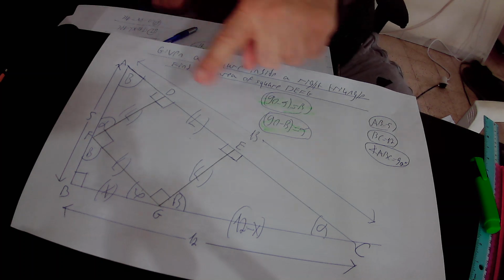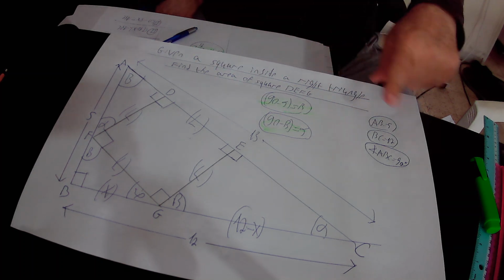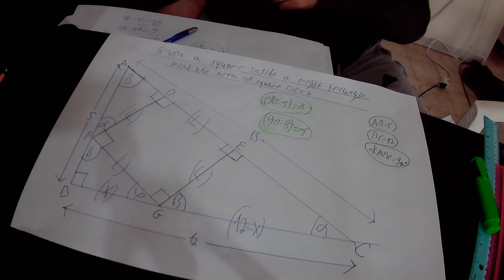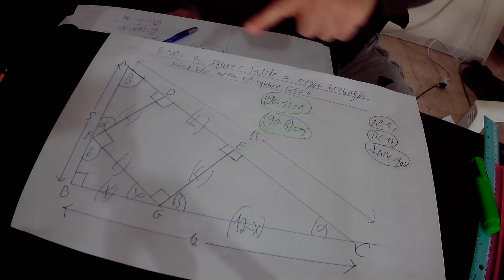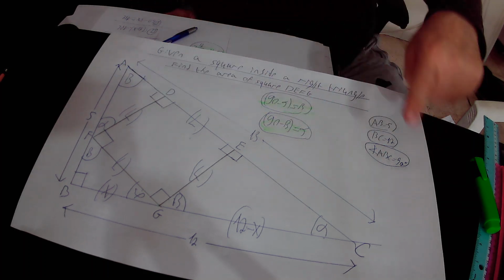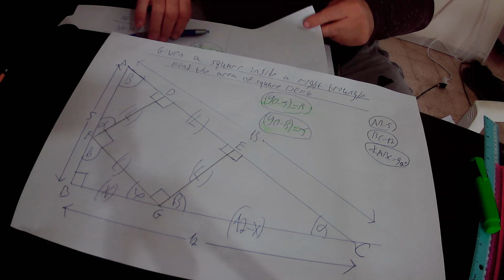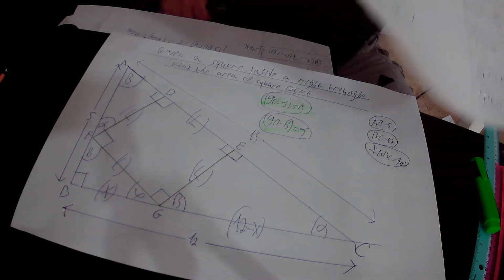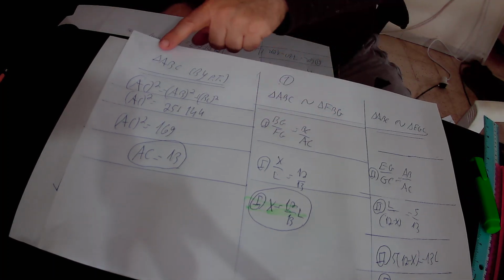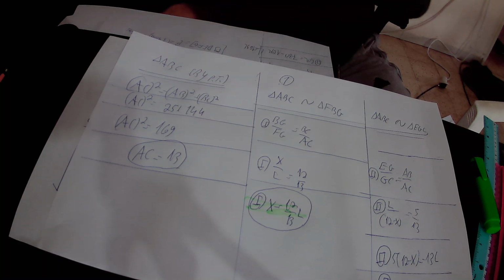The hypotenuse in this right triangle ABC is AC, therefore the square of the hypotenuse is AC squared, and AC squared must be equal to AB squared plus BC squared. Repeat again, in the right triangle ABC, AC squared equals AB squared plus BC squared.